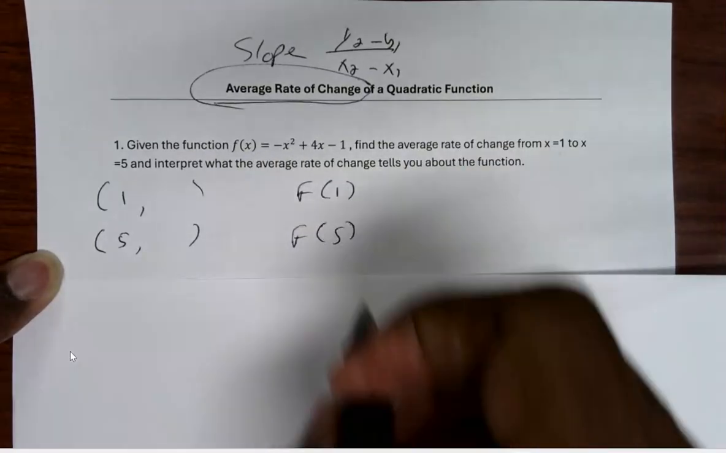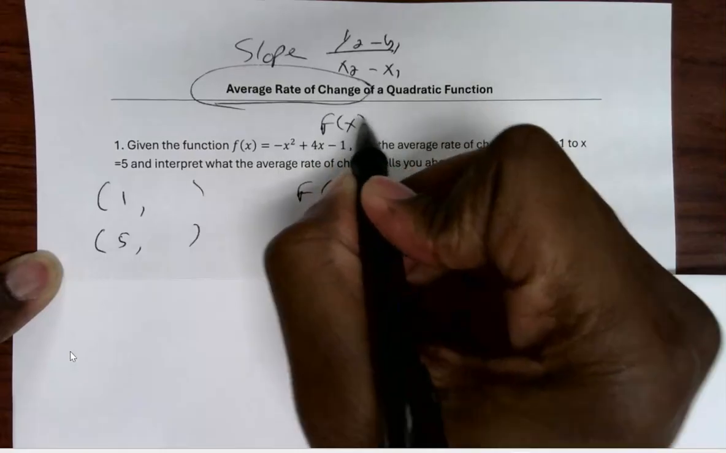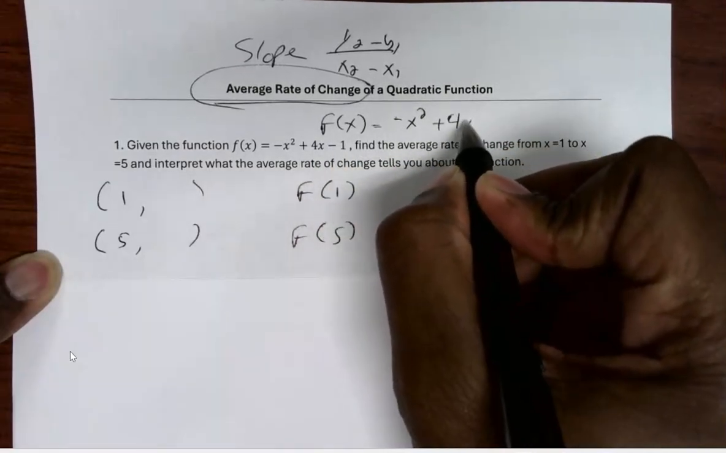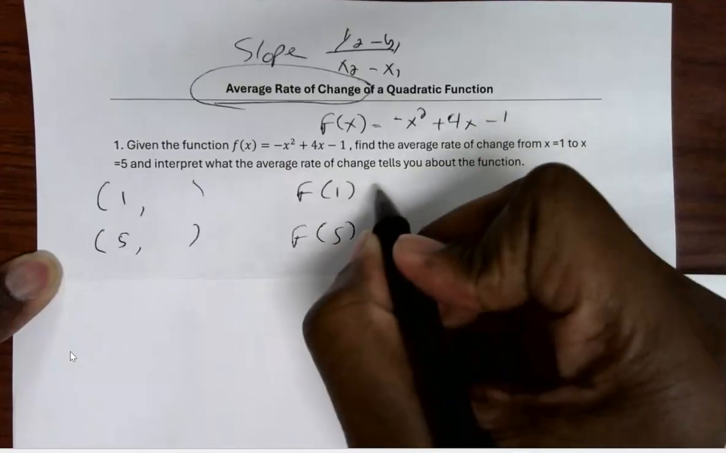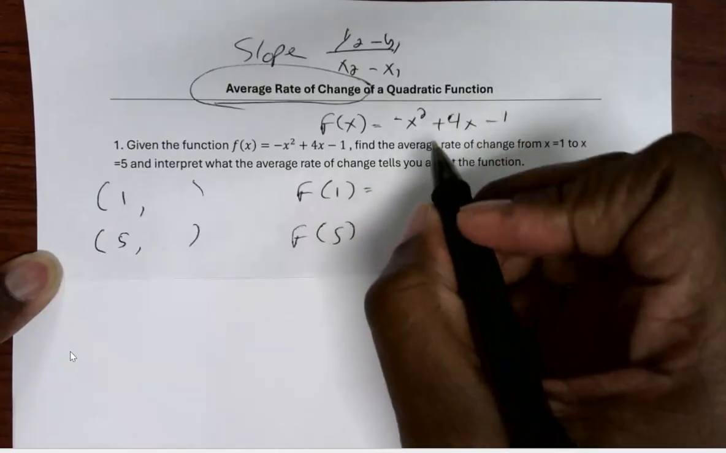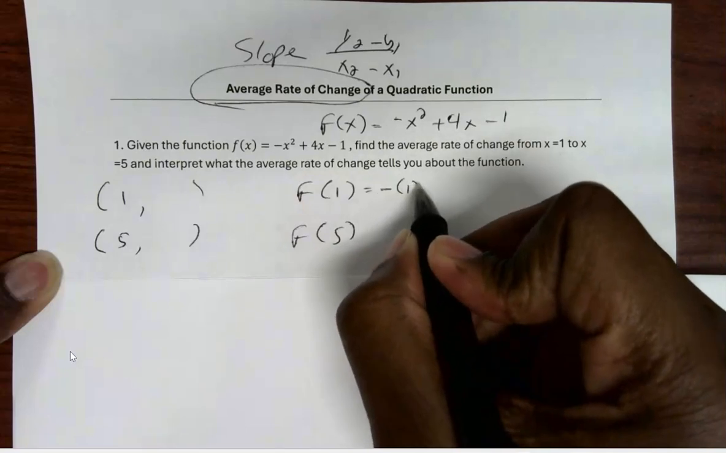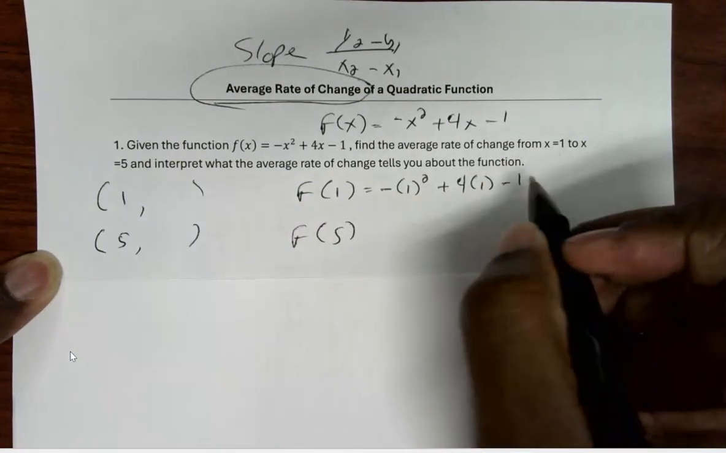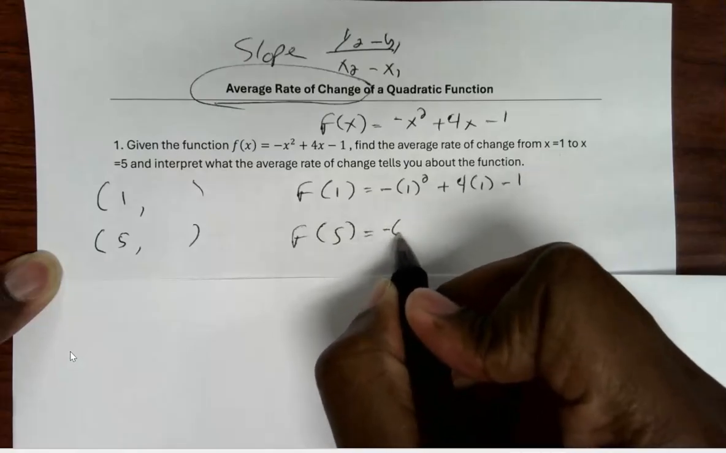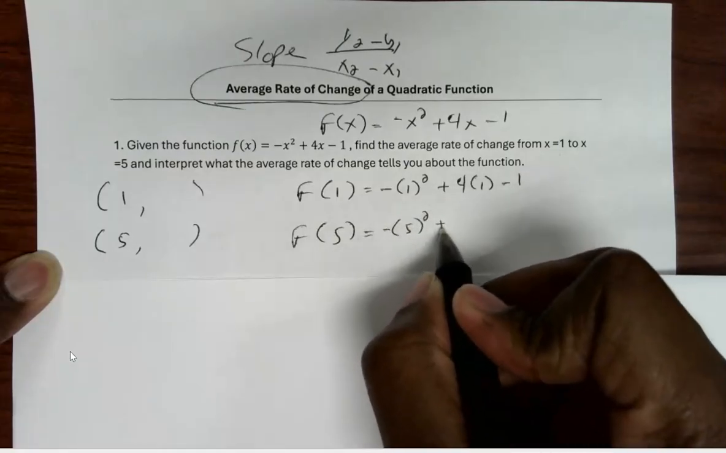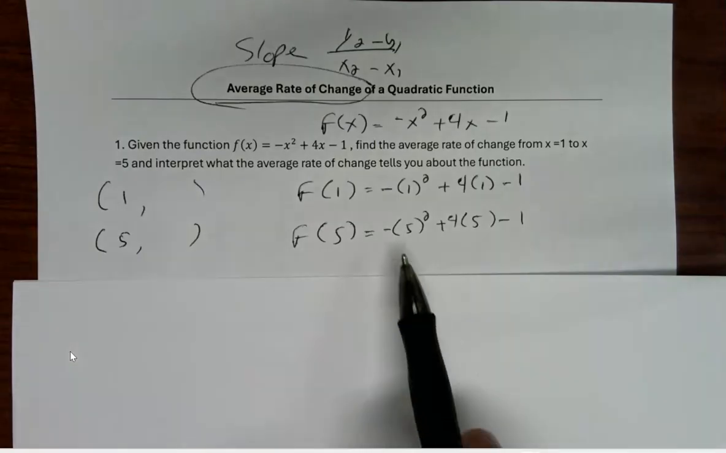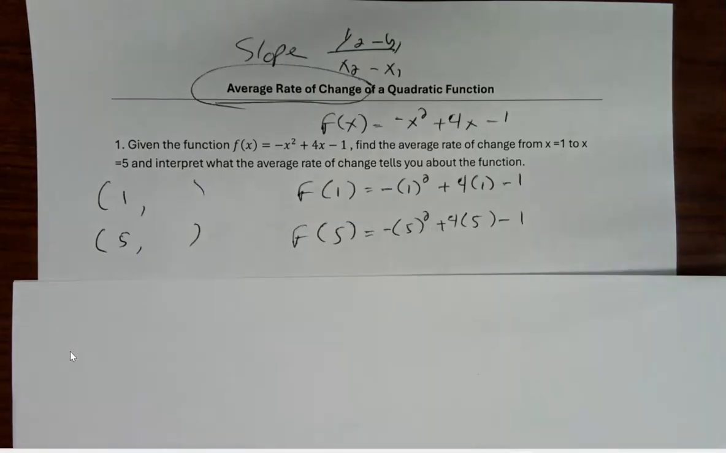The original function was f of x equals negative x squared plus 4x, take away 1. I replace all the x's with 1. So we'll plug in negative 1 squared plus 4 times 1, take away 1. I'm also going to plug in negative 5 squared plus 4 times 5, take away 1. And you're going to do this with Desmos, so don't bother doing it by hand. You can type it directly into Desmos on the milestone.